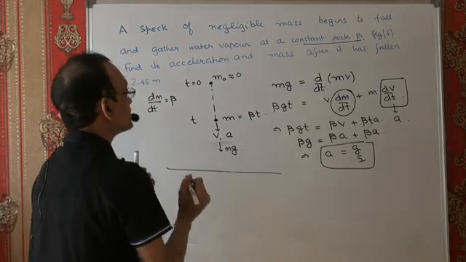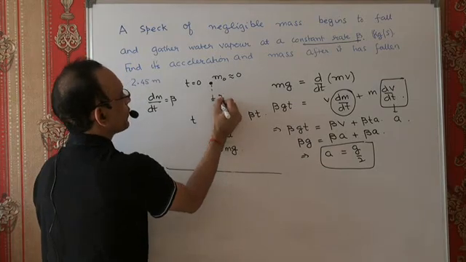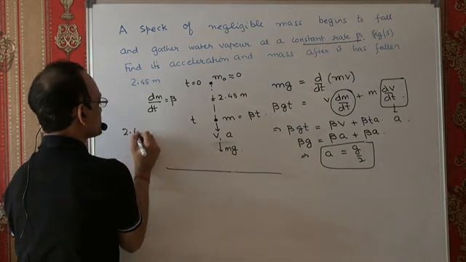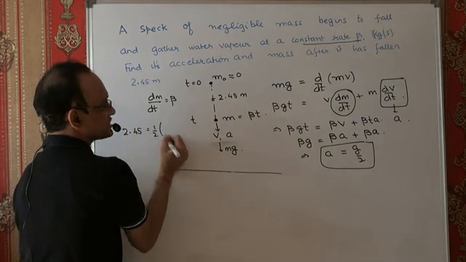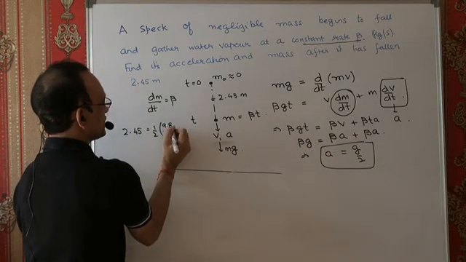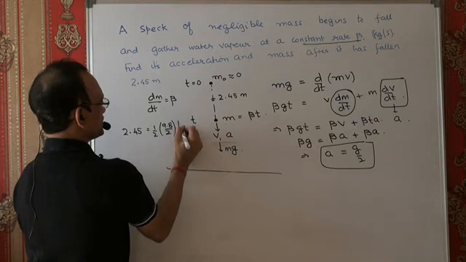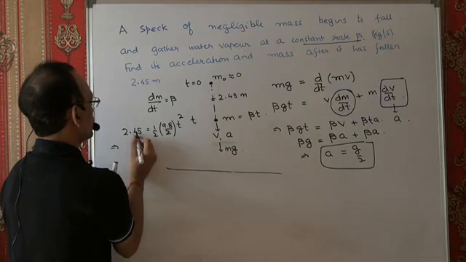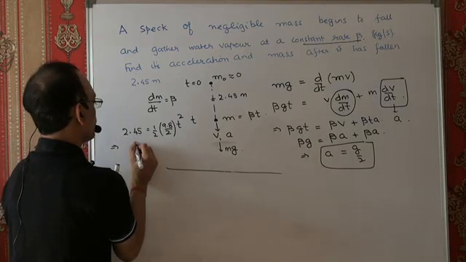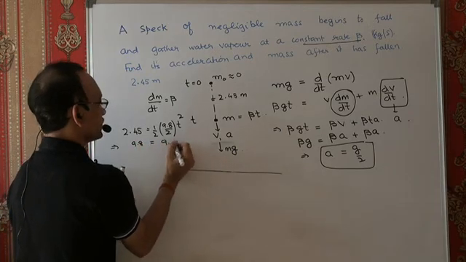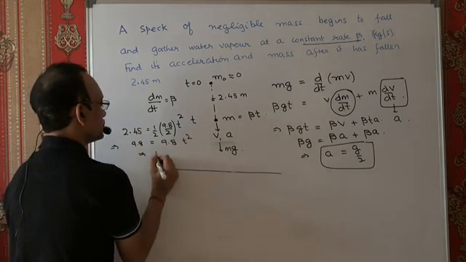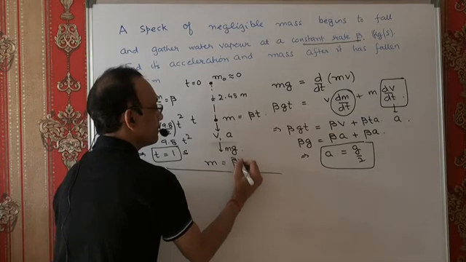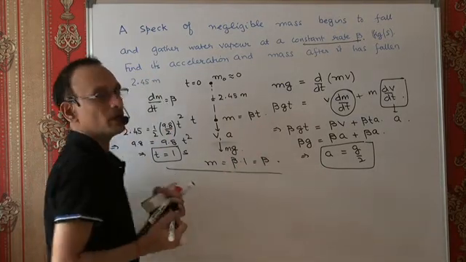Which means, after it has fallen 2.45 meters, how long does it take to fall 2.45 meters? Starting from rest, 2.45 would be half of the acceleration, which is g by 2, so 9.8 by 2, into t squared. That's going to give me 9.8 equal to 9.8 into t squared, or t equal to 1. And in 1 second, what would be the mass? Mass would be beta t, beta into 1, that means beta kilograms in 1 second.